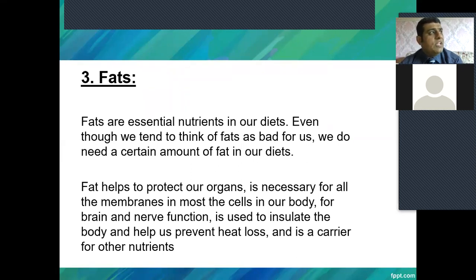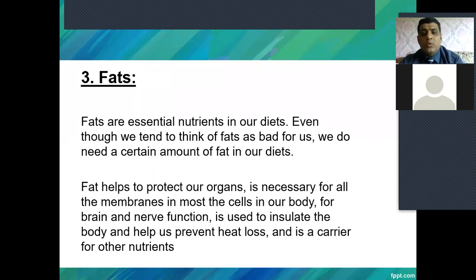Sometimes we think that fats are not good for health. If we take fats, then body weight will increase, or maybe later on obesity will be there. We consider that. But still, fat is a component of the diet which we need on a daily basis. We need some amount of fat in our body every day.